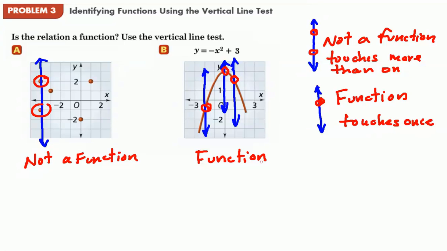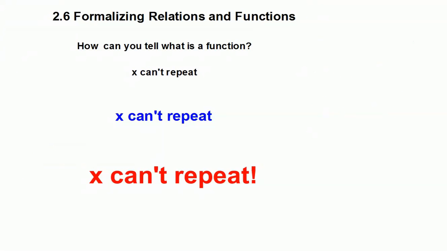Okay? Alright, so that's it. That is section 2.6. All you need to know is determine whether it's a function. You do a vertical line test by drawing a vertical line and touching to see if it touches once. If it touches once, it's a function. If it touches more than once, it's not a function. And the other thing is understand what is your domain, what is your range. And remember, the most important thing that I had told you earlier is, since this section is so easy, x can't repeat, x can't repeat, x can't repeat. Okay, that's how you know it's a function.